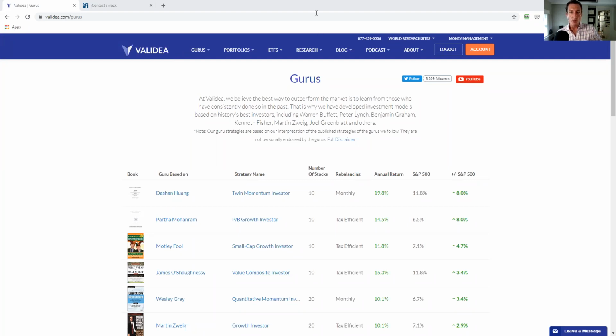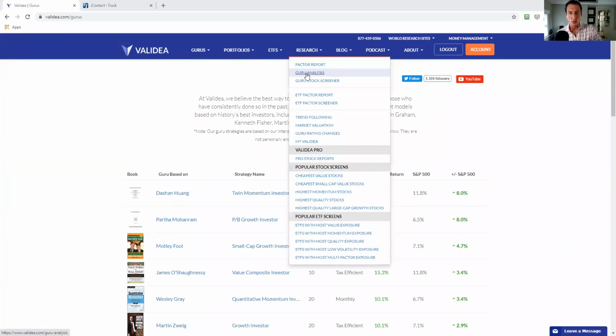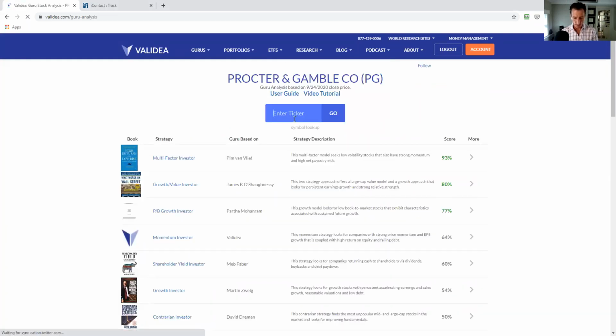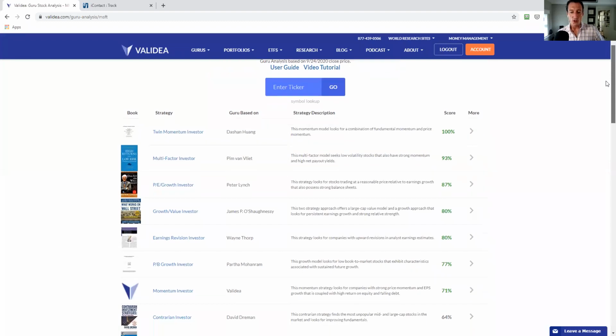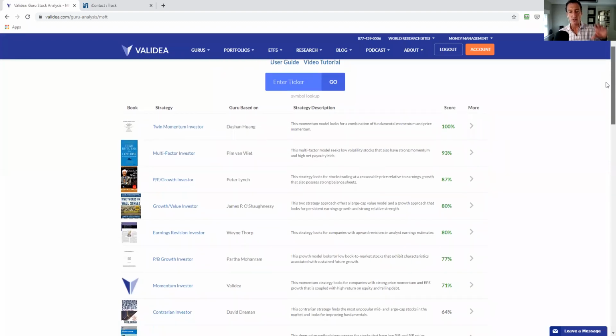So the first thing that I want to show you is something we call our guru analysis tool. What guru analysis allows you to do, and I'm going to use Microsoft here to start, is this: for any stock in the US market that you're interested in, you can see how the strategies we follow on Validea rate that particular company. So here I typed in the ticker symbol for Microsoft, and what you're seeing is, for the 22 strategies we run at Validea, how Microsoft scores based on its underlying fundamentals.